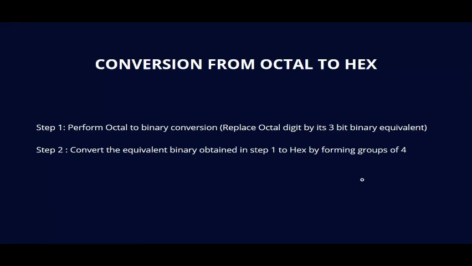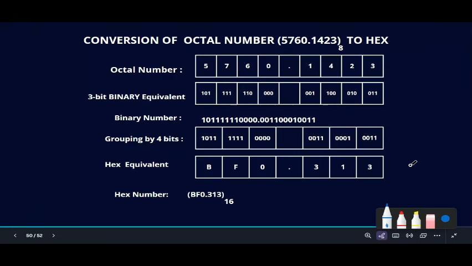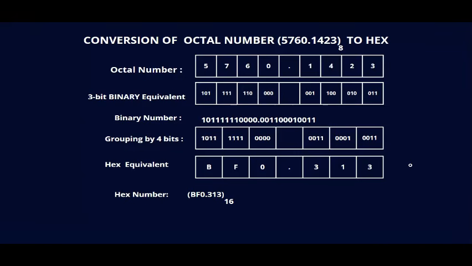Similarly, for conversion from octal to hexadecimal, first convert the octal to binary by replacing each octal digit by its 3-bit binary equivalent. Then this binary is converted to hex after forming groups of 4. Consider this example. We shall see the conversion of the octal number 5760.1423 to its hexadecimal counterpart.